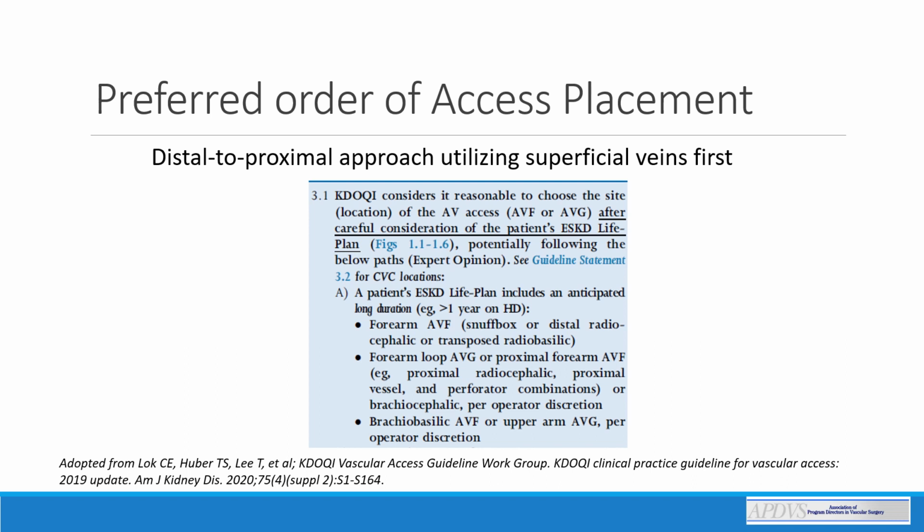KDOQI guidelines recommend choosing the site of HD access after careful consideration of the patient's end-stage kidney disease life plan. For patients expected to have prolonged duration on dialysis, a distal to proximal approach to fistula creation, preferentially using the superficial veins, is recommended. In patients deemed not suitable for a forearm fistula, consideration of a forearm graft before upper arm access provides the best opportunity to preserve vessels for future vascular access sites. Creation of dialysis access in the non-dominant arm first is preferred.